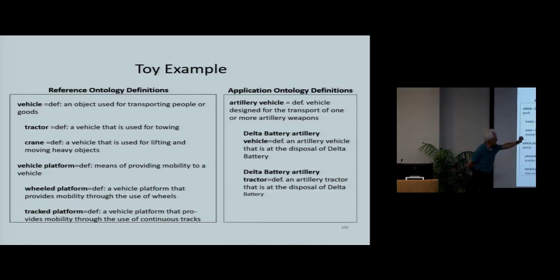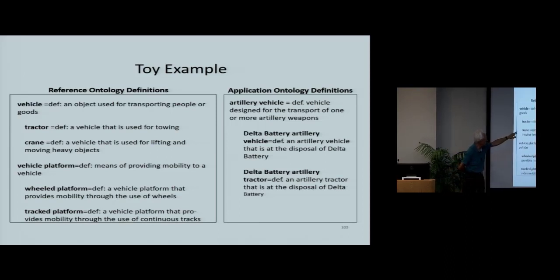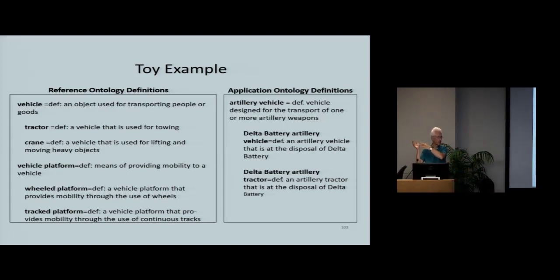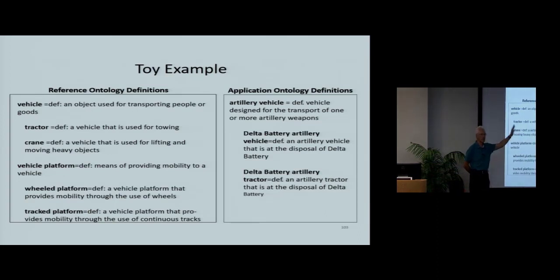Now we have application ontology terms. An artillery vehicle is not a good term for a reference ontology, because the very same vehicle might be an artillery vehicle one week and it might be a delivery vehicle the next week. And it might be a camouflaged explosive device the following week. It needn't even be a vehicle. So that's why we put it in the application ontology.